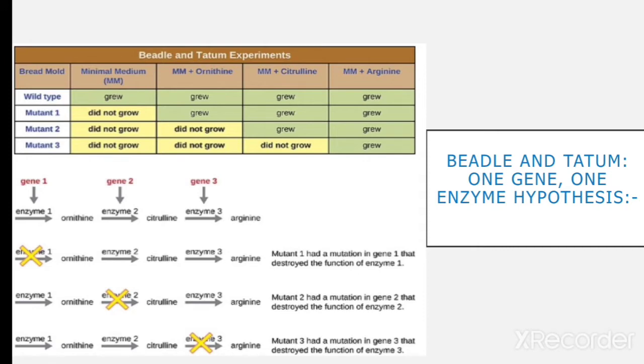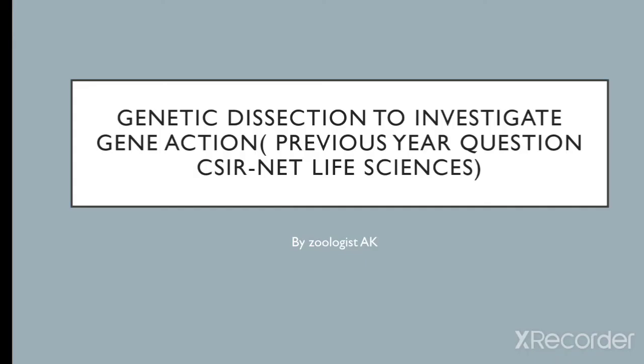What does it mean by auxotrophic strain? It means that they could no longer grow on minimal medium but did grow on complete medium supplemented with nutrients. In fact, some auxotrophic mutants could grow on minimal medium with only one single nutrient supplement, such as arginine. So by this experiment, they gave us this mechanism that we are going to discuss, genetic dissection that investigates gene action.